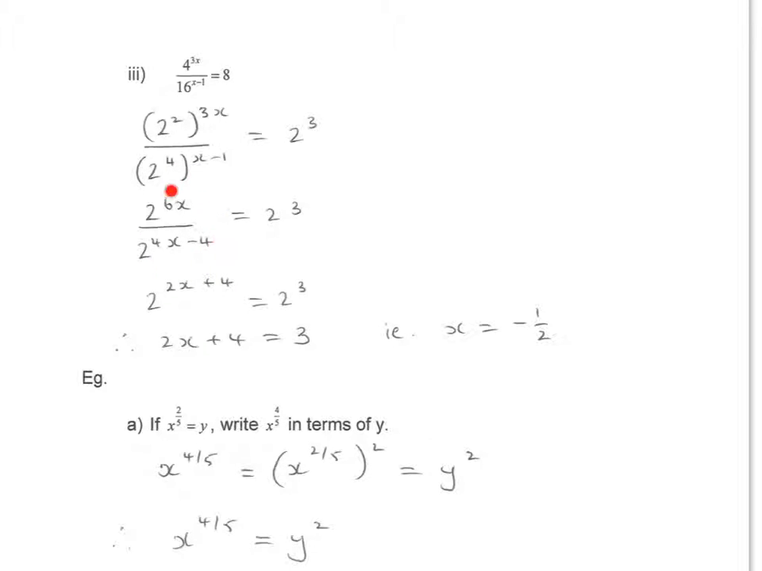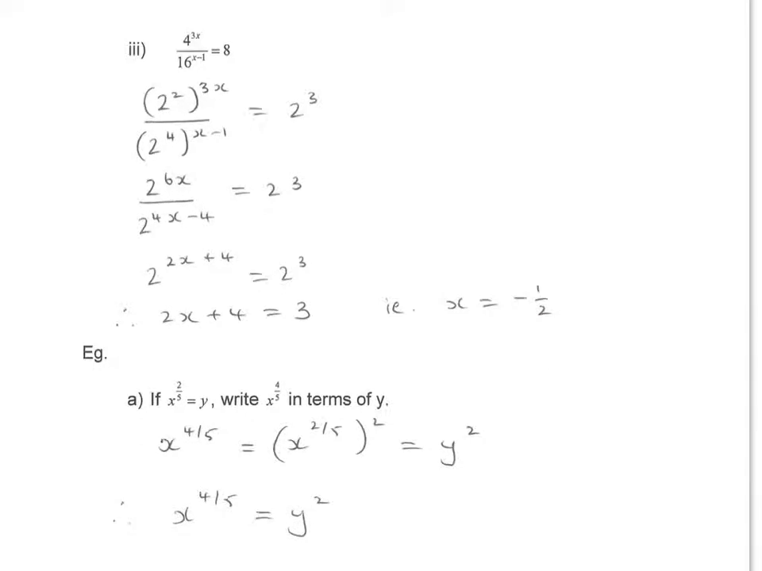Now in this case we need to simplify the left hand side first. So 2 to the power of 6x divided by 2 to the power of 4x minus 4. So we're going to use the division rule, which says we're going to subtract the powers. So 6x minus the 4x minus 4 gives us 2x plus 4, being careful with our signs here, which is still equal to the 2 cubed. Base number is exactly the same. We have to equate the powers. 2x plus 4 then has to equal the 3, simply giving us x equals minus 1/2 as our answer.